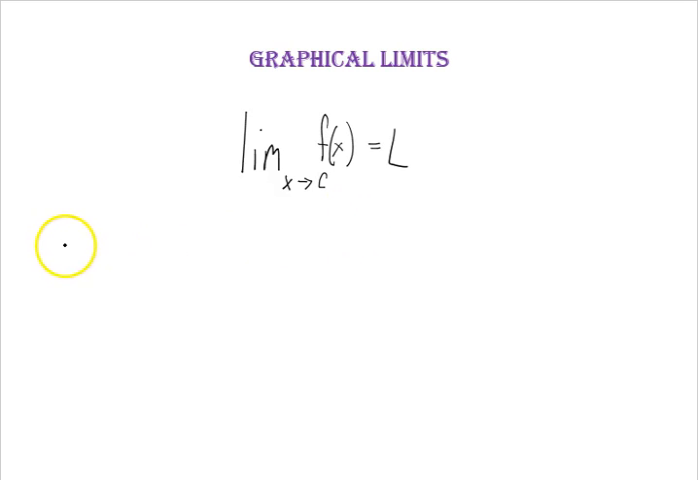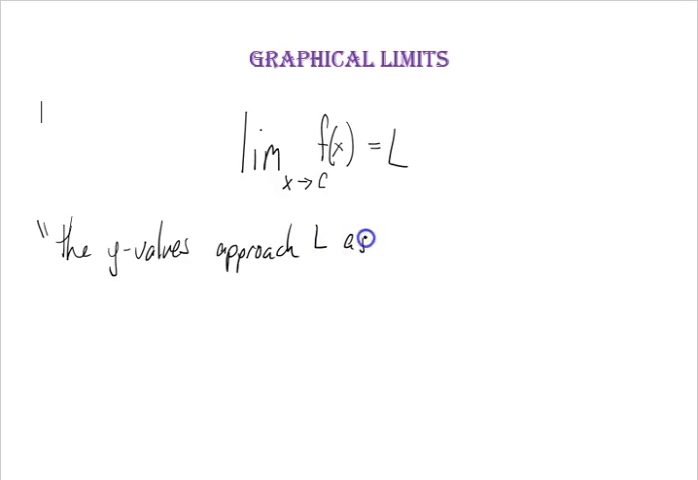And the way that we are going to read this is: the Y values approach L as X approaches C. That's what this means. As we get close to whatever X value on the graph, your Y values get close to whatever Y value on the graph. And people read this, the limit as X approaches C of f of X equals L. But again, what I've written right here is what that means.